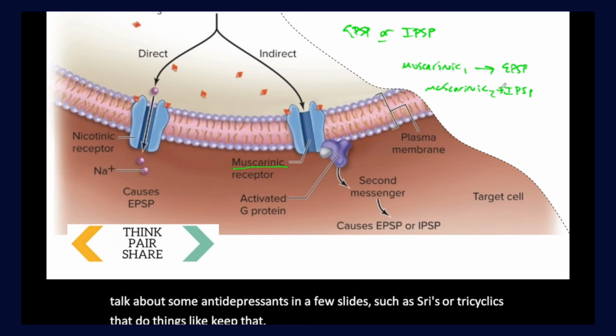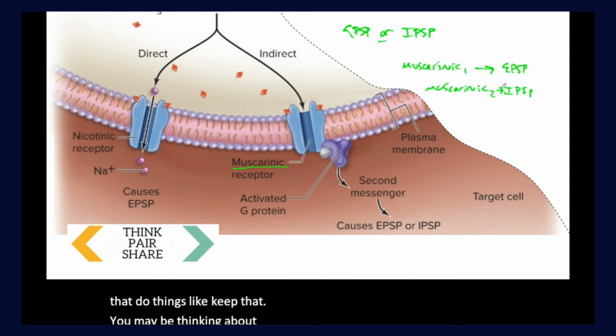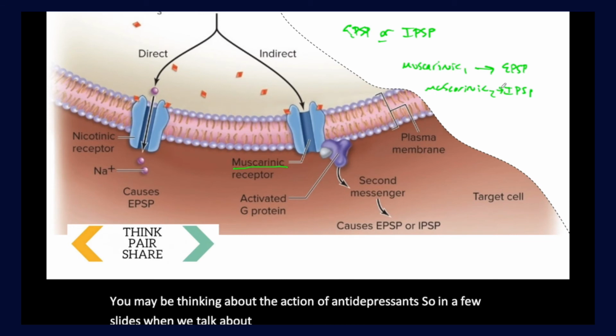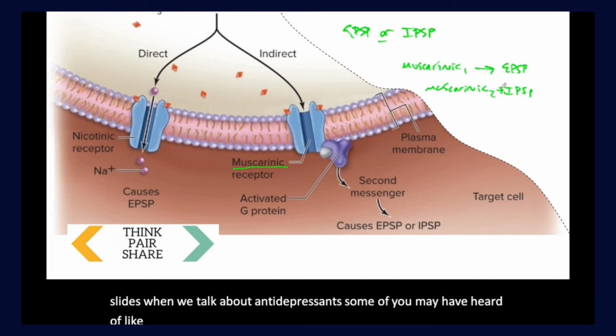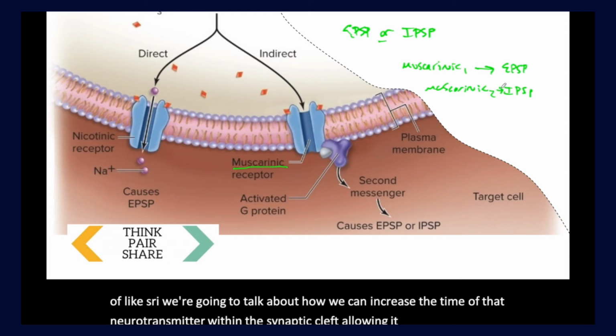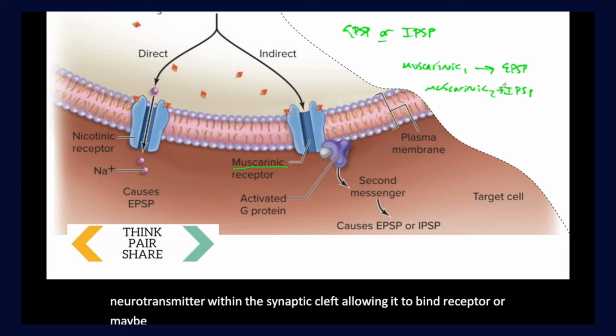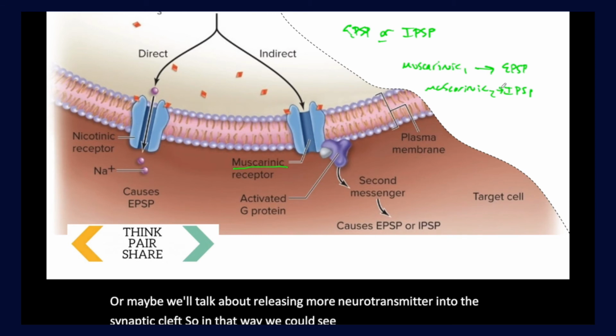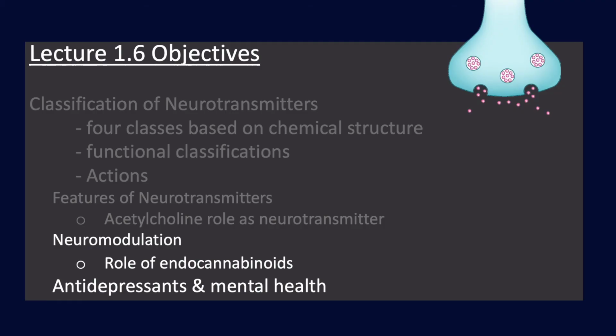Well, you may be thinking about the action of antidepressants. In a few slides, when we talk about antidepressants, some of you may have heard of SSRIs, we're going to talk about how we can increase the time of that neurotransmitter within the synaptic cleft, allowing it to bind receptor, or maybe we'll talk about releasing more neurotransmitter into the synaptic cleft. In that way, we could see an enhanced effect of that neurotransmitter. Moving on to neuromodulation, and then we'll take an in-depth look at endocannabinoids.